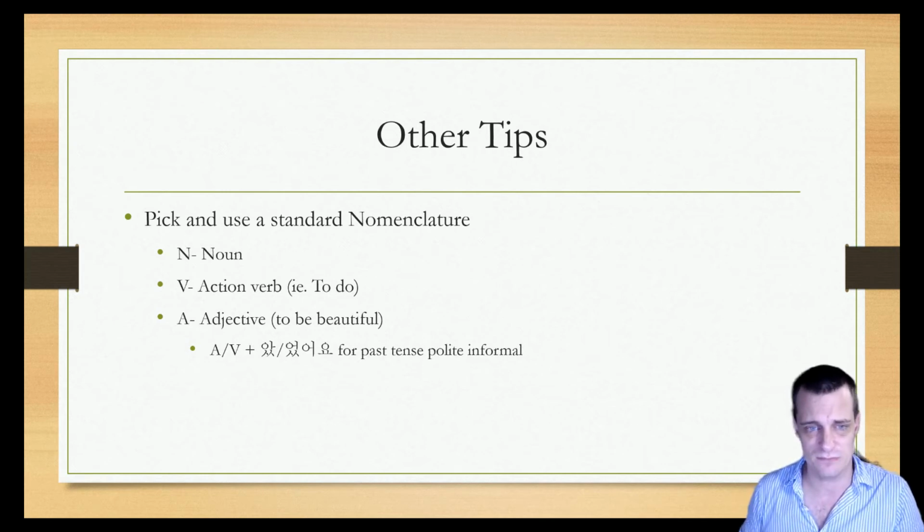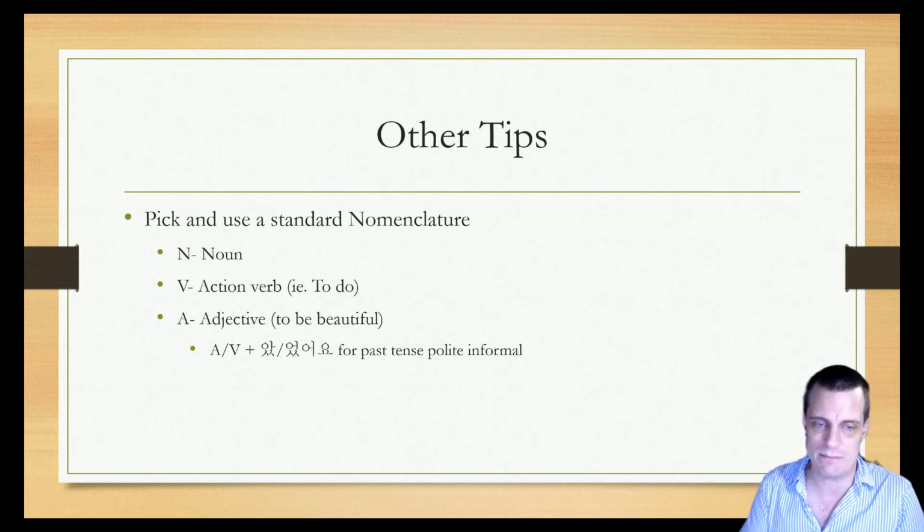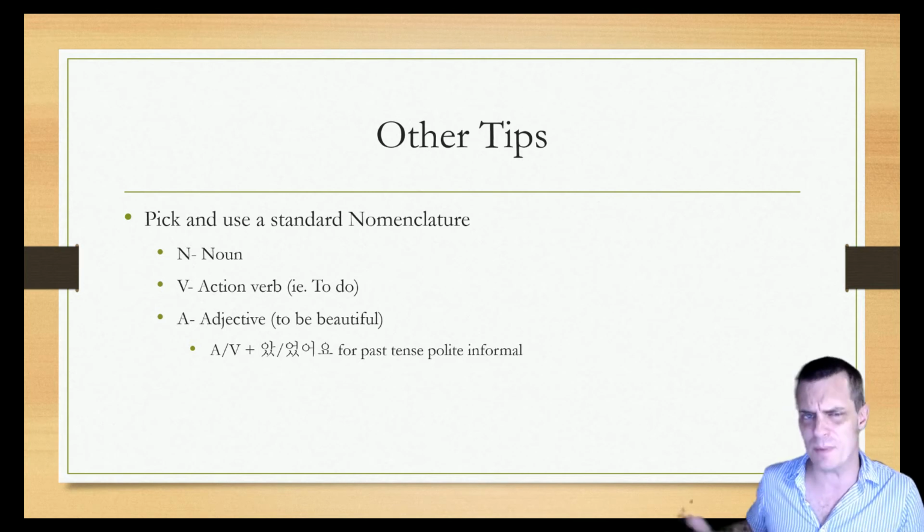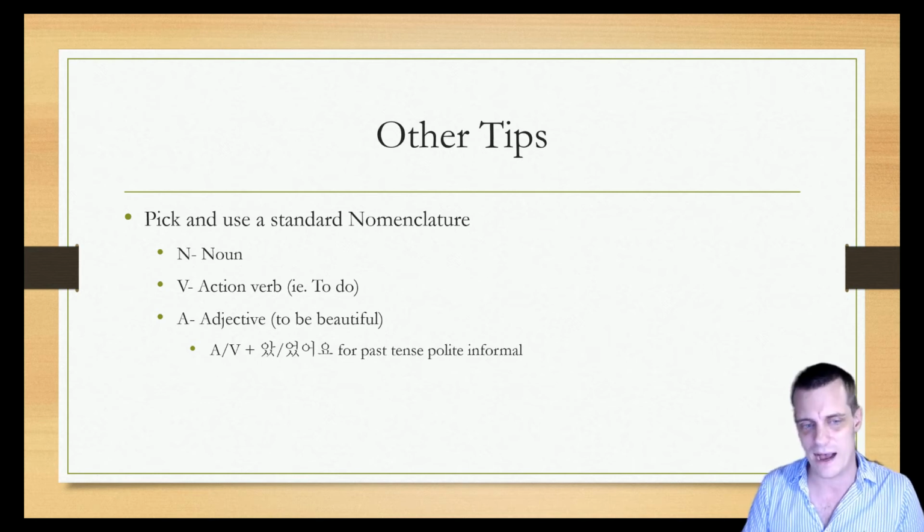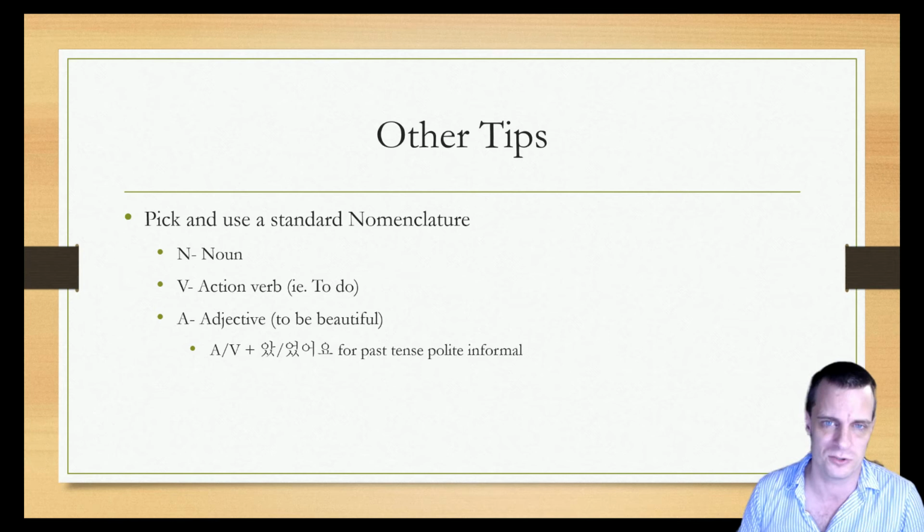So what I very highly recommend using is N for noun, V for action verb, i.e. to do, A for adjective, i.e. to be beautiful. To give you an example of this, in my grammar book or in a note that you'd have on grammar, the past tense polite informal conjugation is A or V, so the A or V plus at, ot, oyo. Now explain obviously in more detail, and once you get into some of the grammar, this will make a lot more sense. But if you write it like this, it'll be in line with standard nomenclature taught in Korea, and it'll make your life in general a lot more simple.